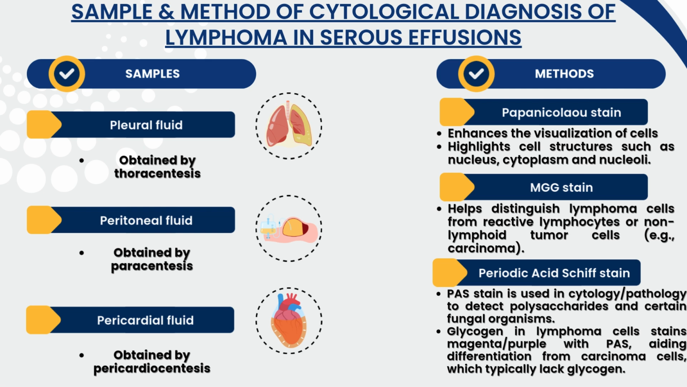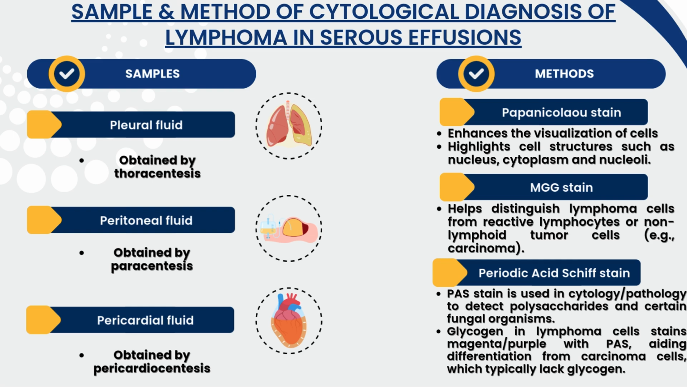The stain highlights key cellular structures such as the nucleus, cytoplasm, and nucleoli, helping to differentiate lymphoma cells from other cell types. The May-Grunwald-Giemsa (MGG) stain is particularly useful when distinguishing lymphoma cells from reactive lymphocytes or non-lymphoid tumor cells in serous effusions. It provides clear contrast between different cell populations, making it easier to identify lymphoma.